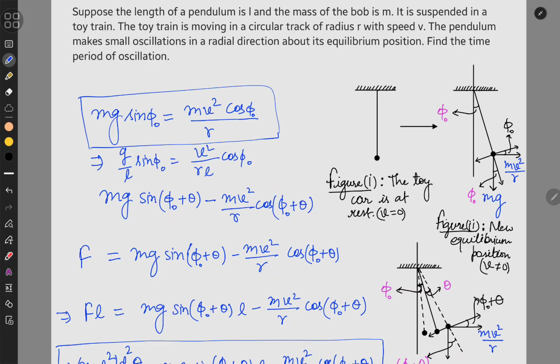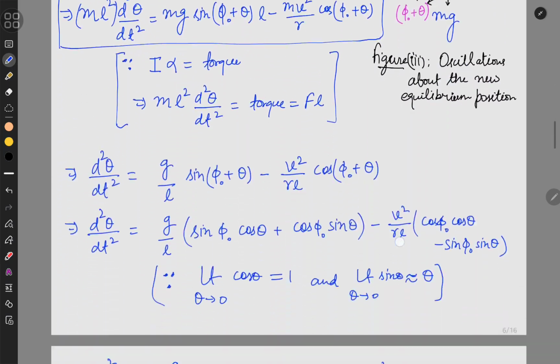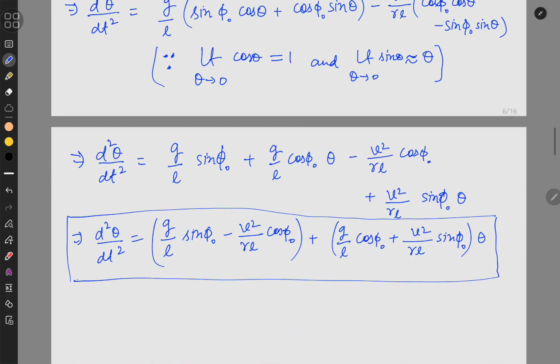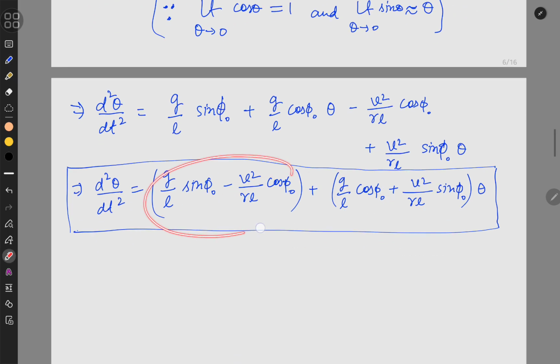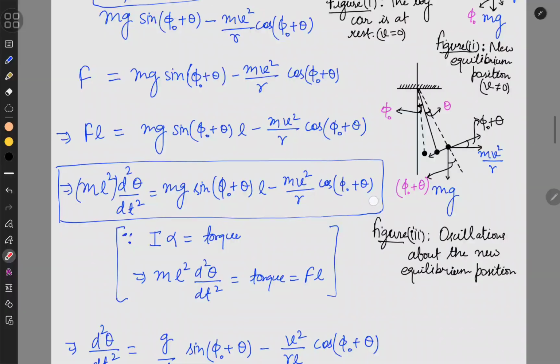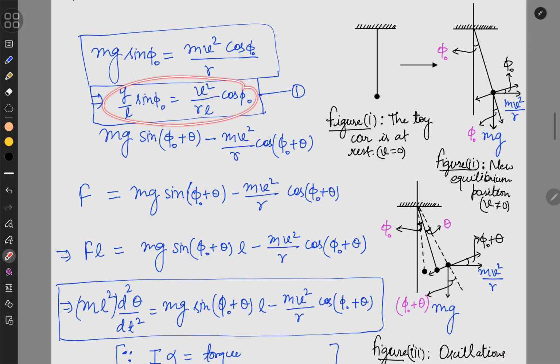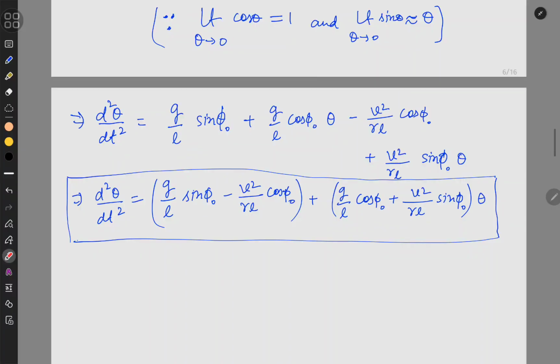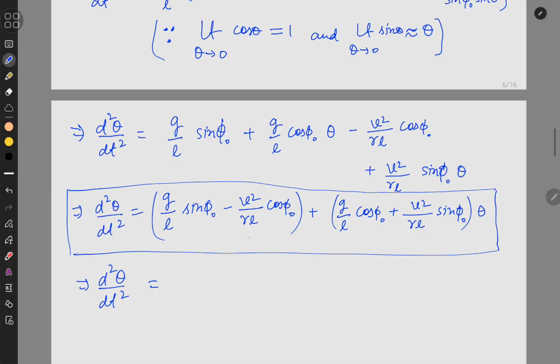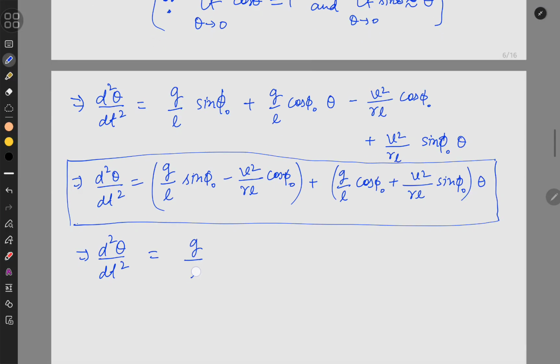And if I use this equation in the final equation, then I can very clearly see that the first term vanishes, because this is exactly equal to what I have here, and that I got from the equilibrium condition. So my equation will become d2 theta upon dt2 equals, this will go to 0 and the first term on the right hand side will go to 0, and I will be left with the other term.